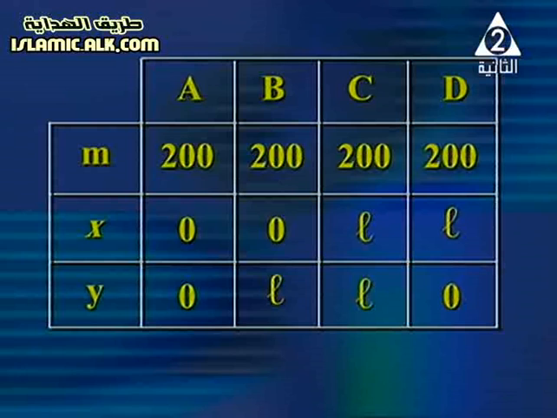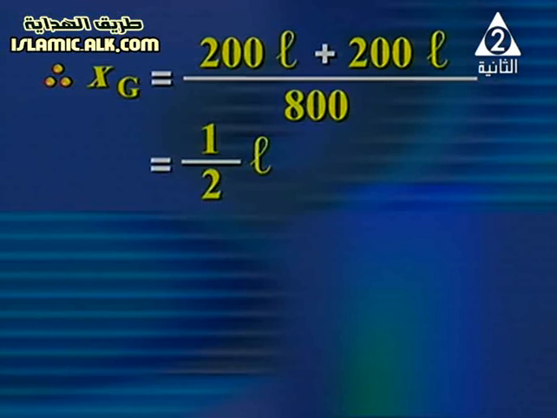Then we have 4 masses of 200, each one acting on A, B, C, and D. What is the position of points A, B, C, D for mass 200? A is (0, 0), B is (0, L), C is (L, L), D is (L, 0). Then by using the rules, we find xg by using 200 times L plus 200 times L over the sum of mass 800, which equals half L.